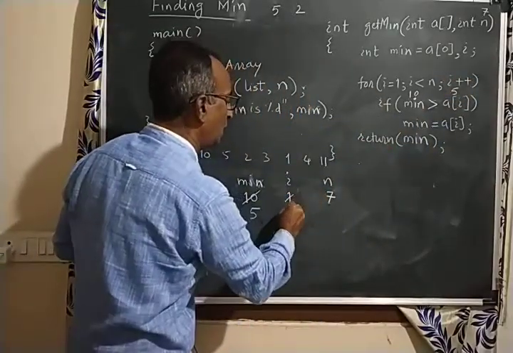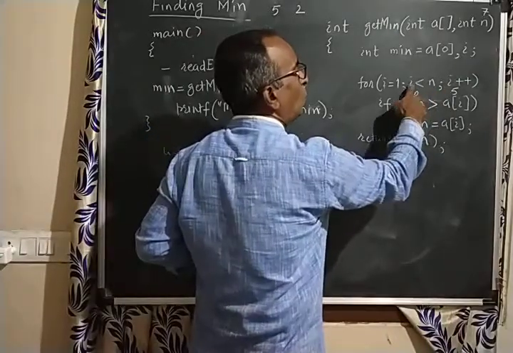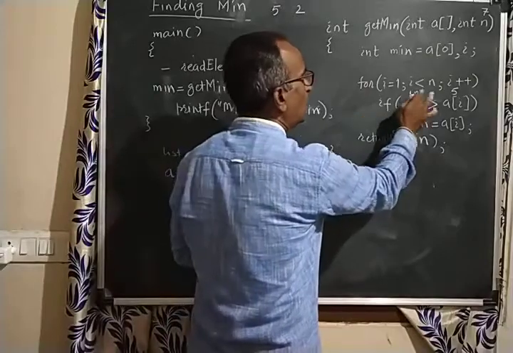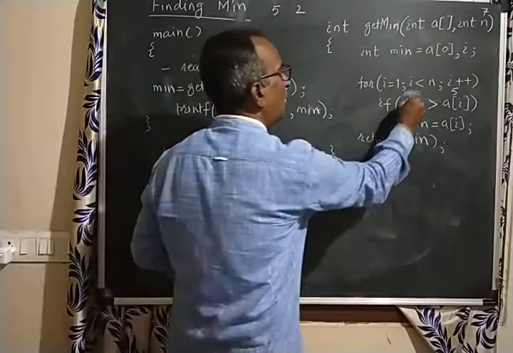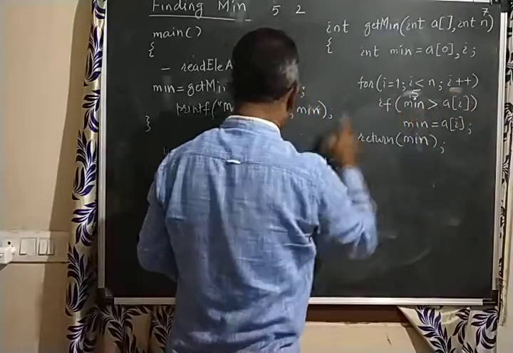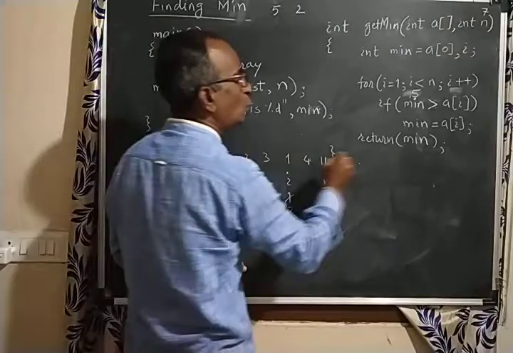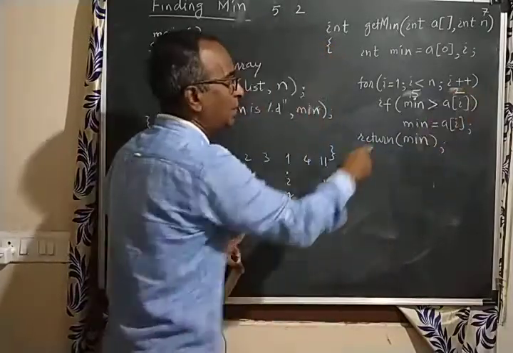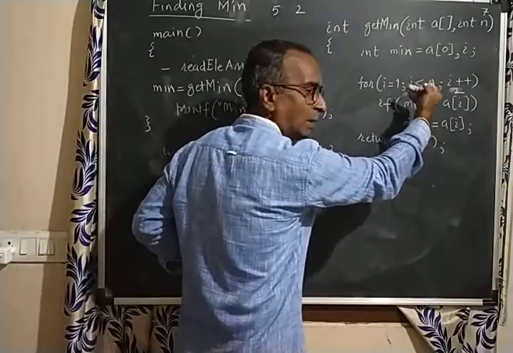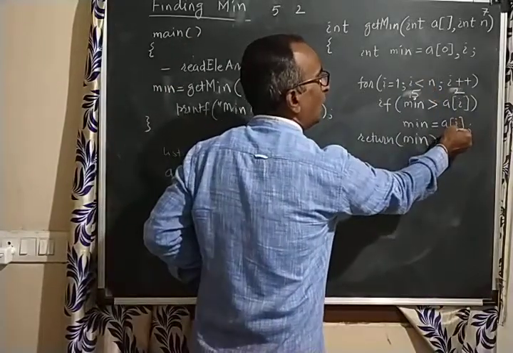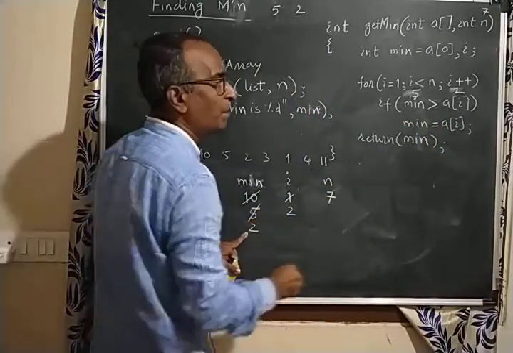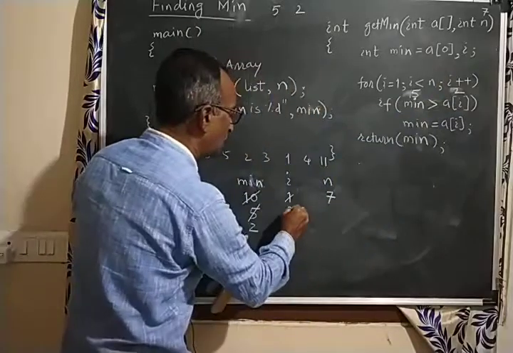I will be incremented to 2. Is 2 less than 7? Yes, it will go inside. What is the current minimum? Current minimum value is 5. What is a of I? I is 2 currently. A of 2 is 2. What happens? 5 is greater than 2. Yes. If this is true, it will come inside. A of I, 2, is given to minimum. So minimum is changed here.